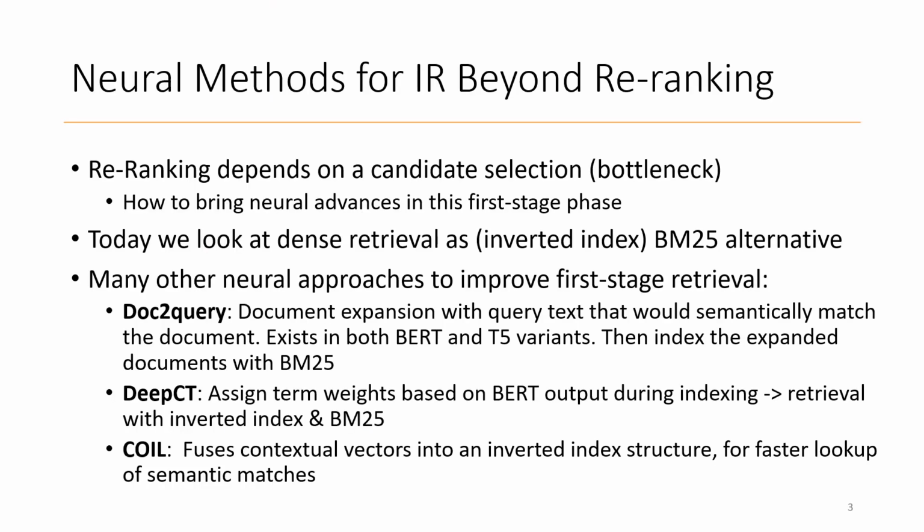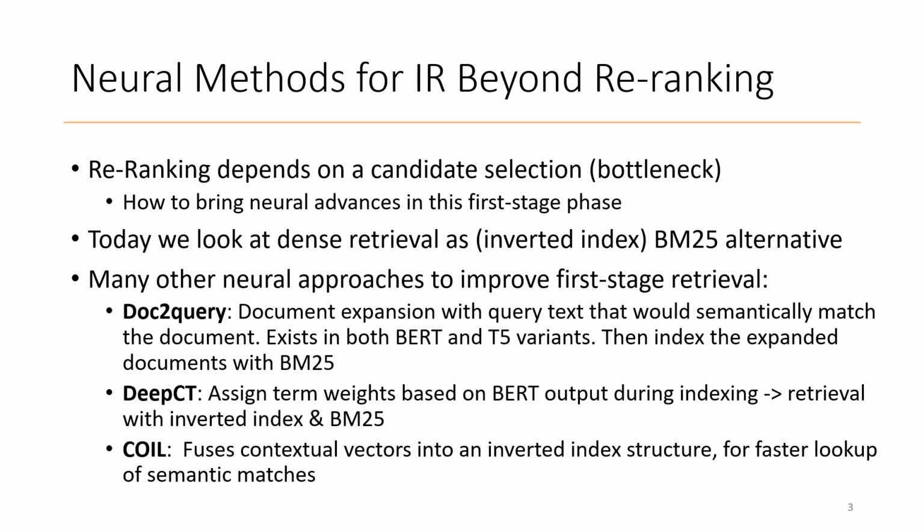Why are we talking about dense retrieval? We want neural methods for information retrieval to work beyond re-ranking models that we saw in previous lectures. We want to bring neural advances in the first stage phase of the ranking pipeline to remove the bottleneck of an inverted index with BM25. And today we look at dense retrieval as one such alternative.